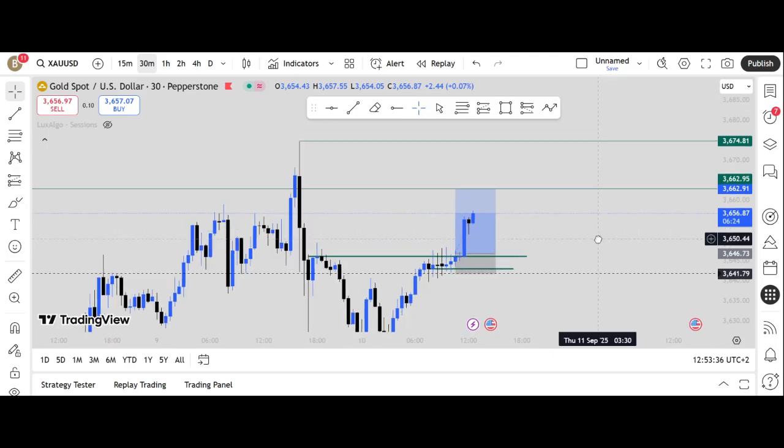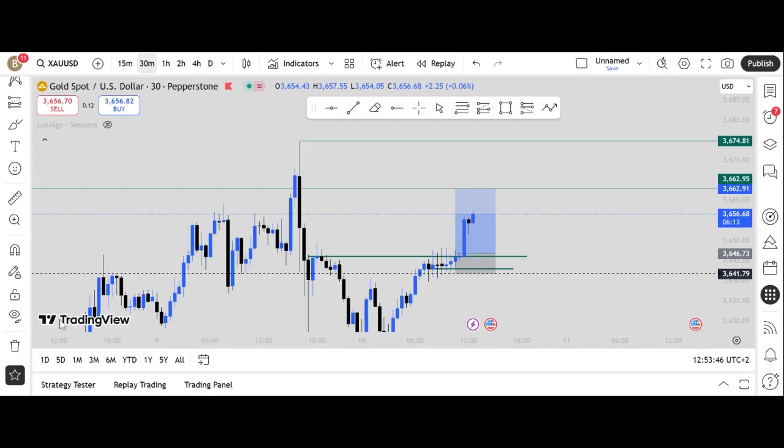So this morning during London session, I caught this trade on gold, and this is 10th August 2025. So I'll first delete everything so that we can move on the same pace.